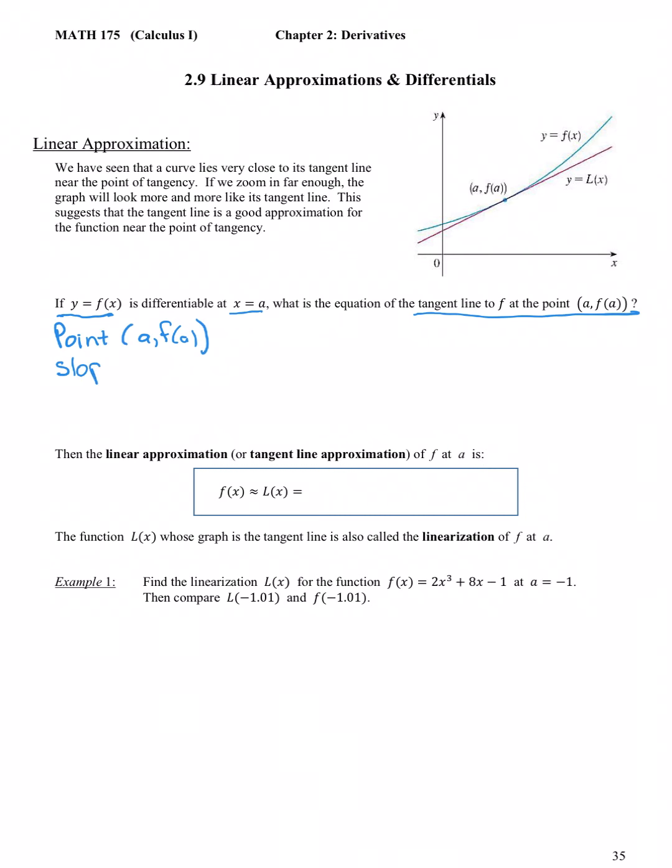Please remember what we know so far. We have a point, some x value and f of x, and then we have a derivative, and of course that derivative is our slope. Please recall our point-slope formula. Now watch what we're going to do.